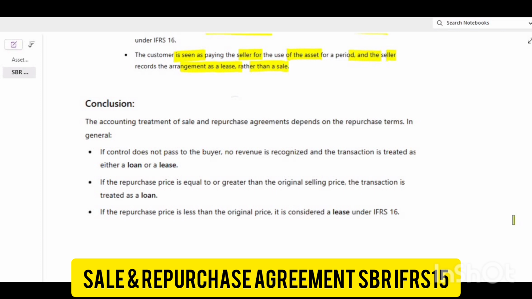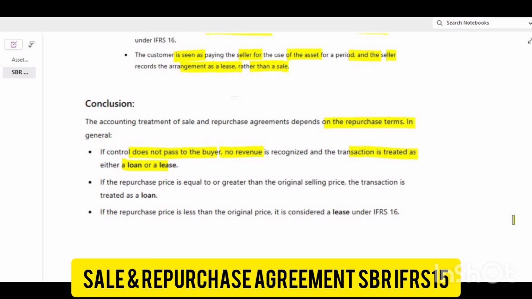In conclusion, the accounting treatment of sale and repurchase depends on the repurchase terms. So, if the control does not pass to the buyer, no revenue should be recognized, and the transaction is treated as a loan or lease.